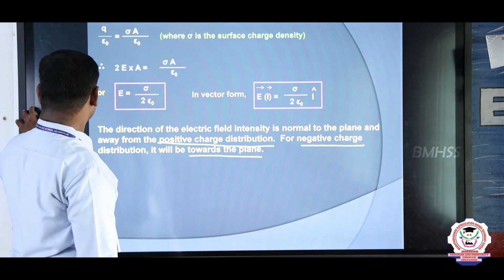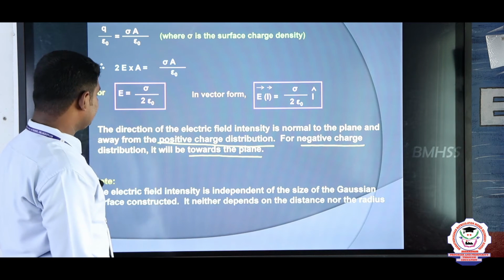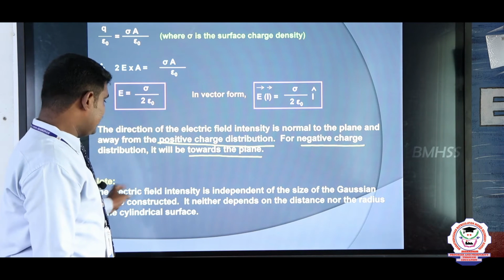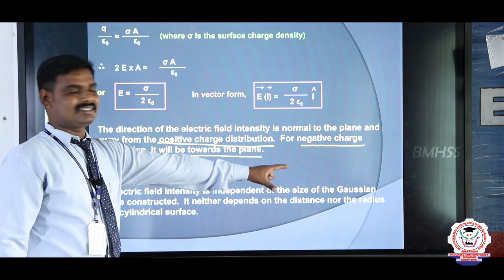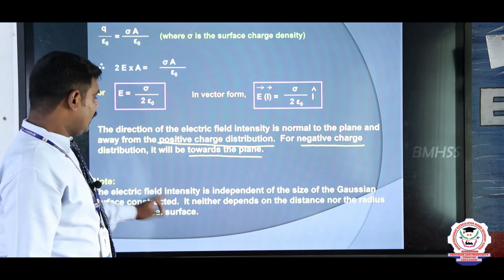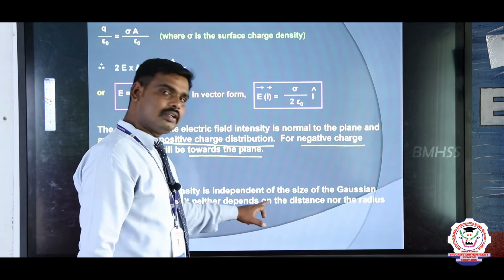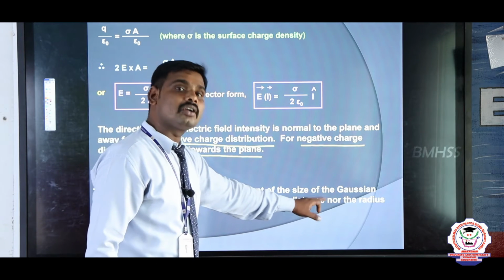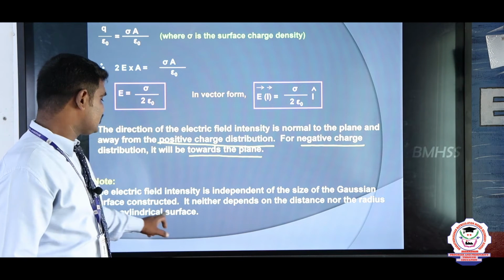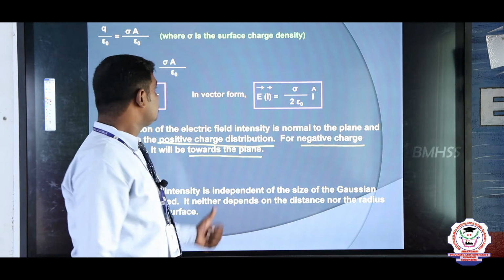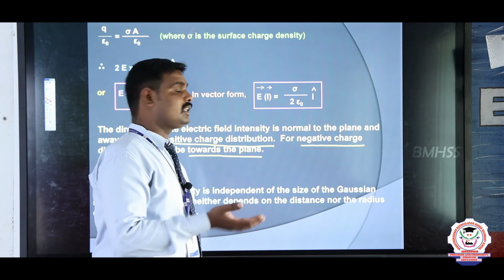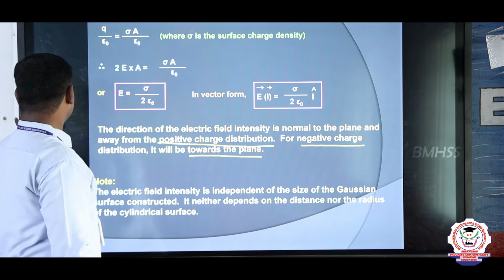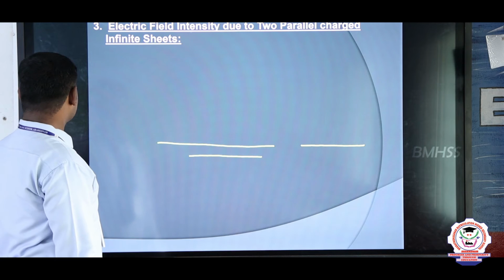From this we can say the electric field intensity is independent of the size of the Gaussian surface, and it depends neither on the distance nor on the radius of the cylindrical surface. This is the second application of Gauss law. Next we will see the third application.